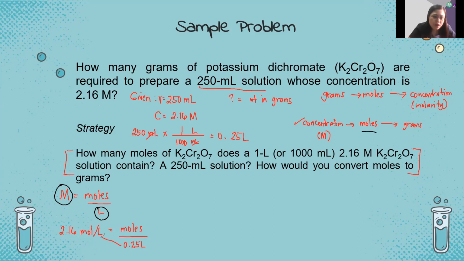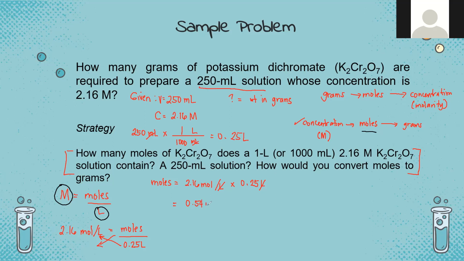What are we going to do? Cross multiply. Put moles at the bottom; you have nothing to multiply with it. This time, we will multiply 2.16 moles per liter by 0.25 liters. And as you can see, you can cancel the liters, class. The unit that remains is the moles. So let's multiply 2.16 times 0.25, which is 0.54. Okay, very good. 0.54 moles.